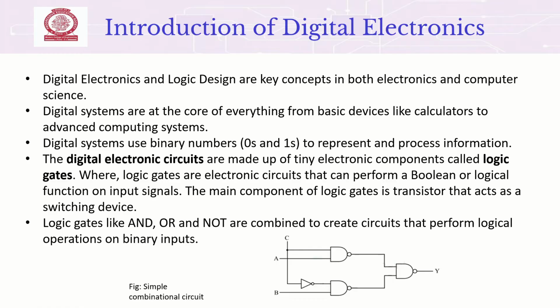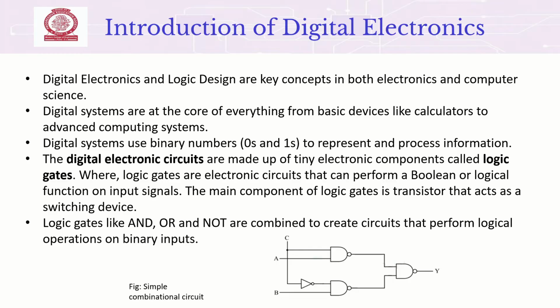So logic gates, what are they? They are electronic circuits that can perform Boolean or logical functions on input signals. The main component of a logic gate is the transistor, which acts as a switching device. That is, it will either turn on or off, and in digital electronics we use zeros and ones. So 1 is when our transistor is turned on, and 0 stands for open circuit, that is, our output will be 0. There are different types of logic gates.